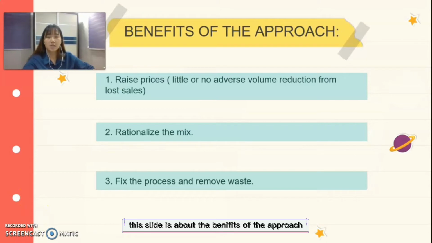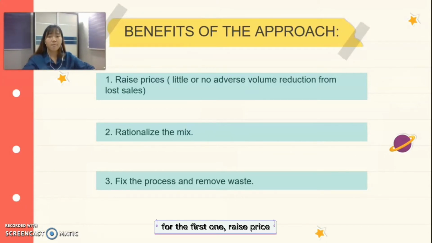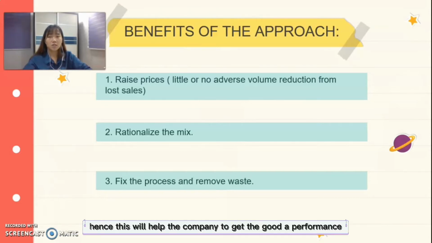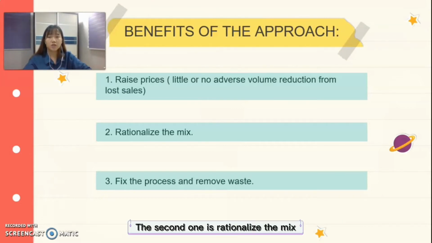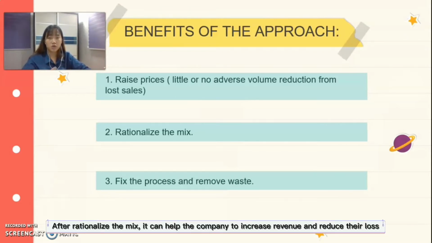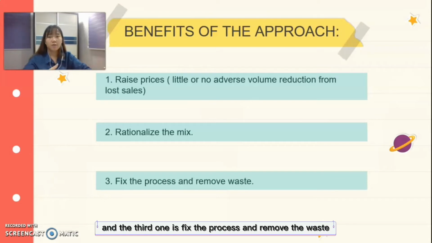Okay, this slide is about the benefit of the approach. For the first one, raise price. When the price is rising, little or no volume will be reduced from the lost sales. Hence, it will help the company to get a good performance. The second one is rationalize the mix. Rationalize has the same meaning as reorganize. So after rationalizing the mix, it can help the company to increase their revenue and reduce their loss. Then the third one is fix the process and remove the waste.